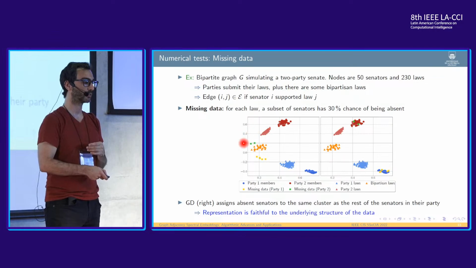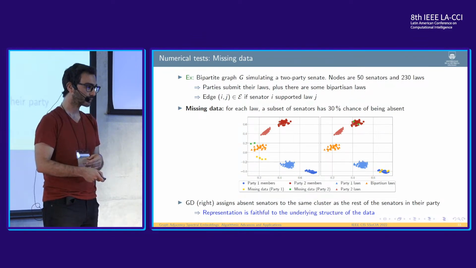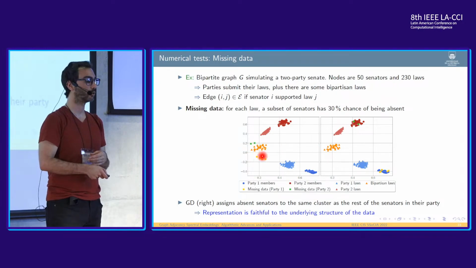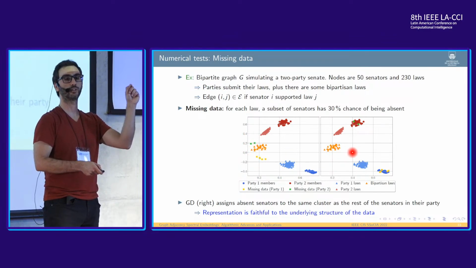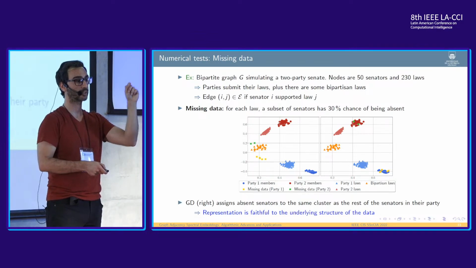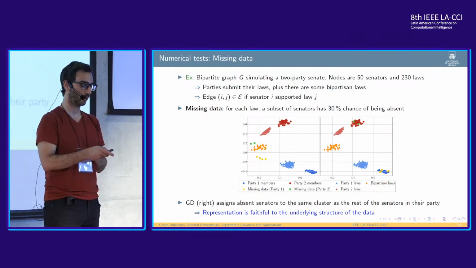And we have some senators that were not present in the voting session, so we don't know, they're missing data there. So if you take a naive approach, like putting zeros or something like that, then you don't recover the affiliation of these senators. But if you take this into account in the mask matrix M, then this allows us to compute exactly the embedding of these senators, and then they are exactly in the party where they belong.